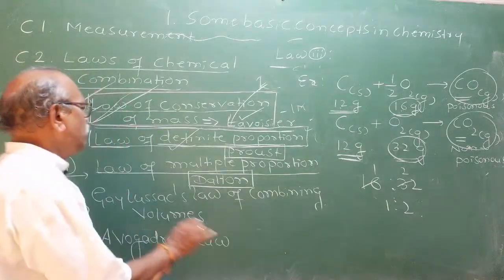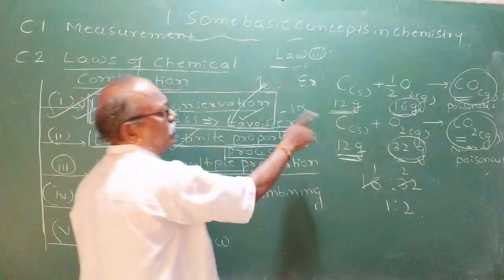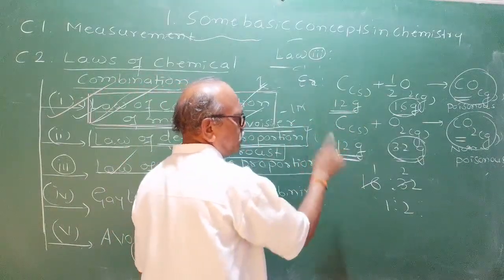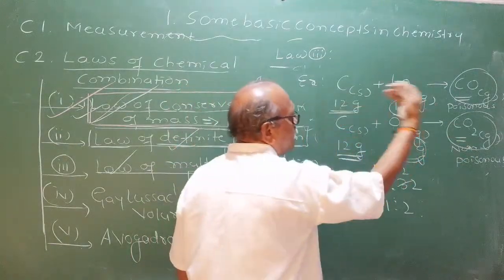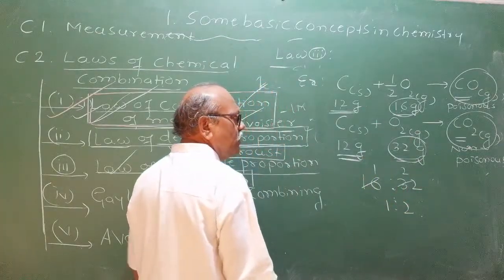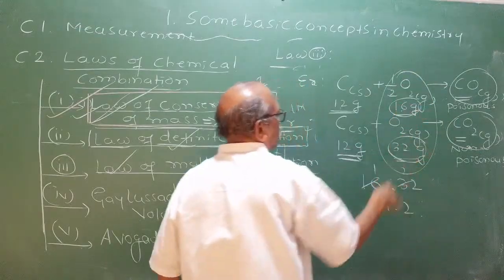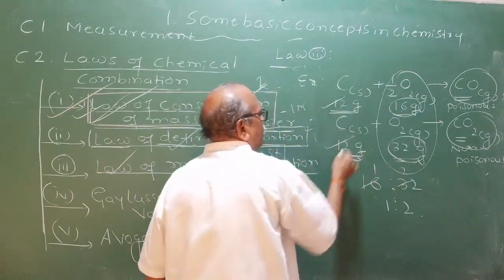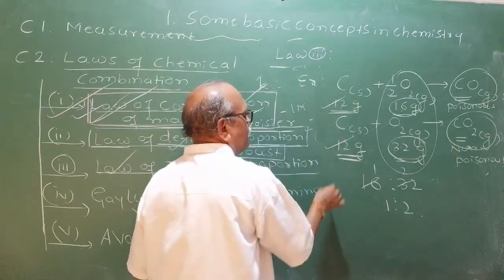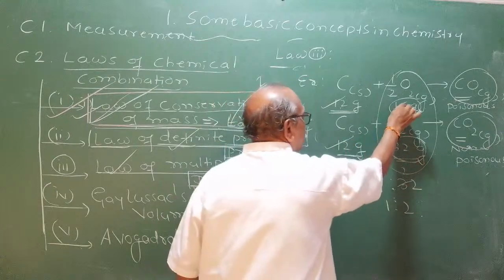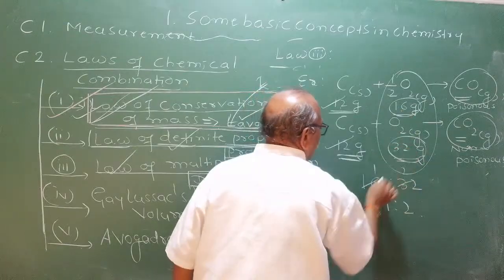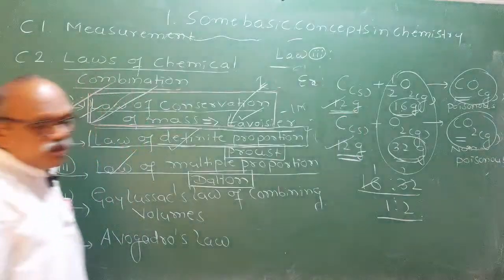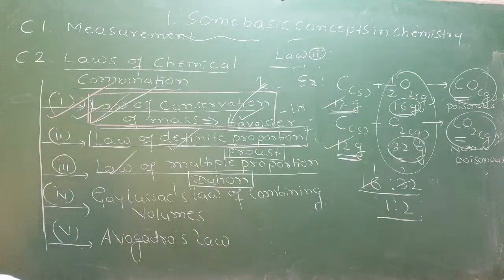Here, what is the statement of the law of multiple proportion? When two elements combine to form two or more than two compounds, the mass of one of the elements, here oxygen, which combines with the fixed mass of another element, whose mass is fixed, carbon, then the masses of the first element, that is oxygen, bear a simple whole number ratio. I hope you understood what is the meaning of this law.